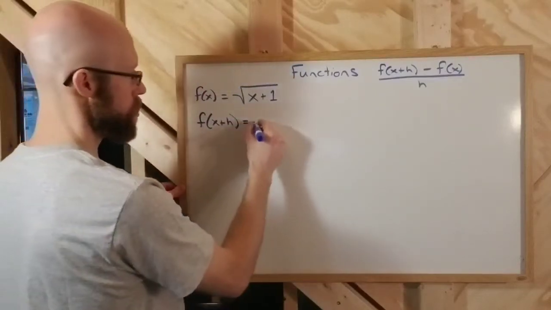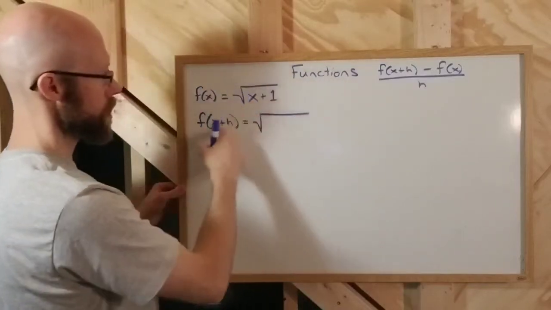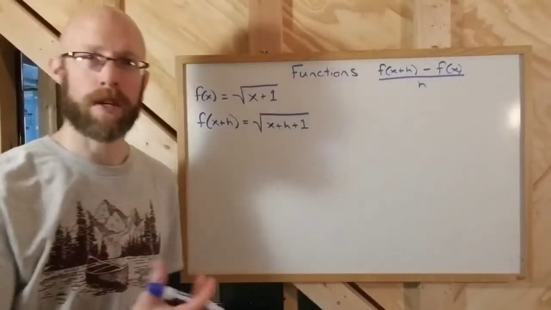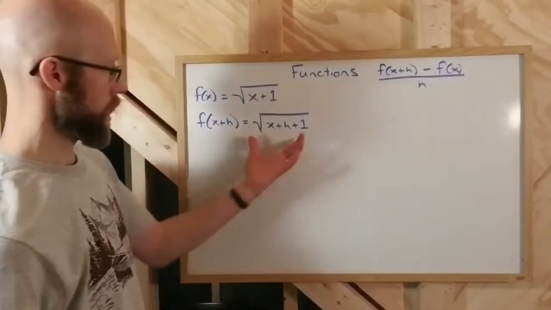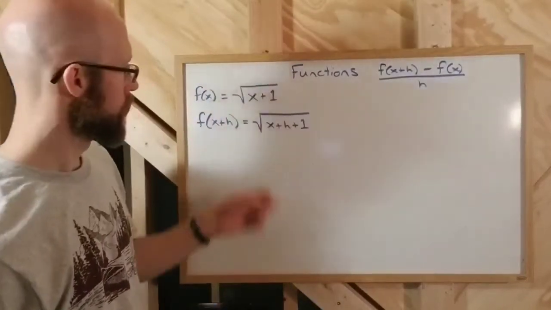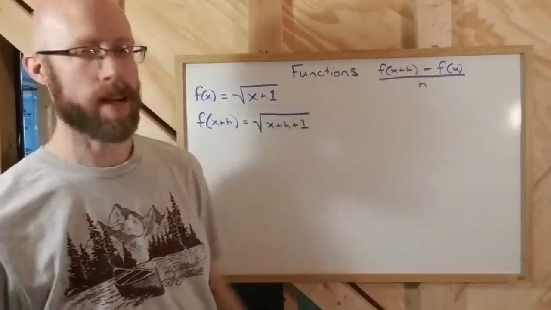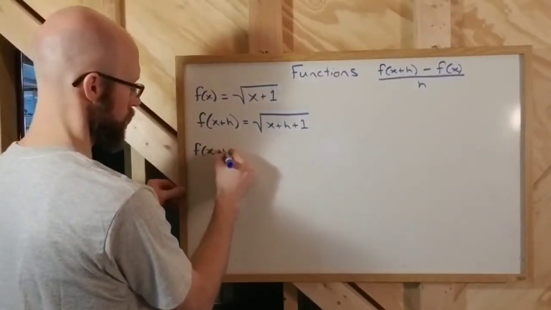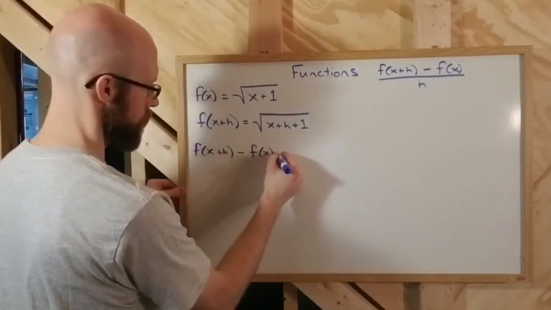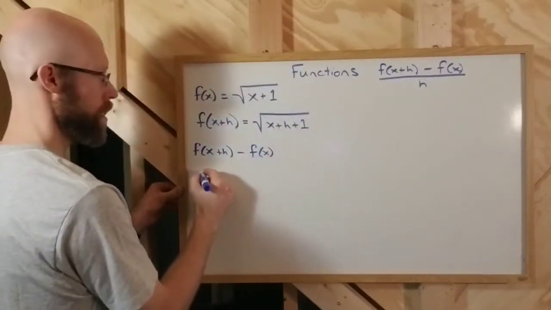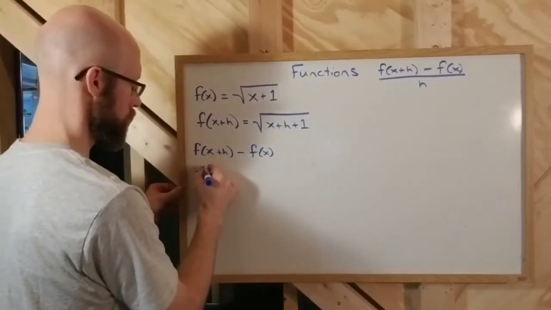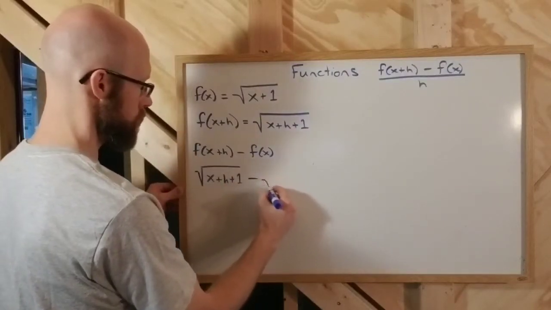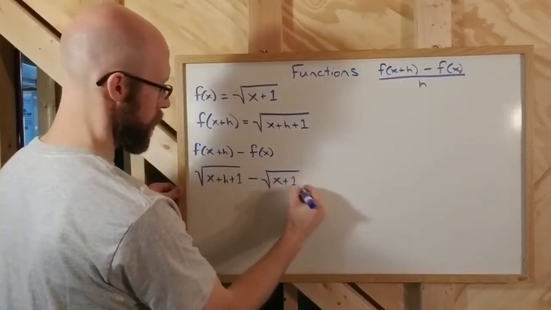Well, f of x plus h, again, remember, you just replace the x with x plus h, so it becomes the square root of x plus h plus 1. Okay, so the x becomes x plus h. That's it. I can't simplify that. They're all unlike terms. So what I'm going to do is then subtract the two functions. So f of x plus h minus f of x is going to become the square root of x plus h plus 1 minus the square root of x plus 1.